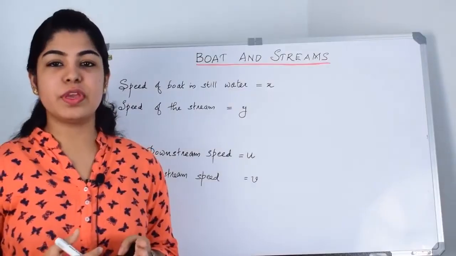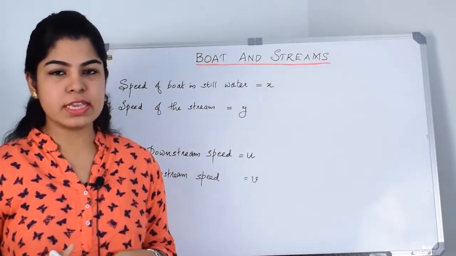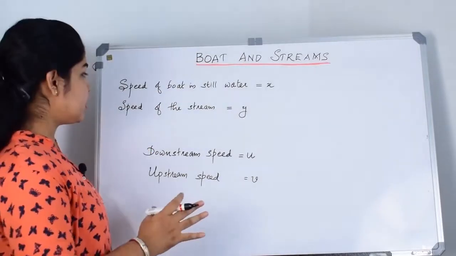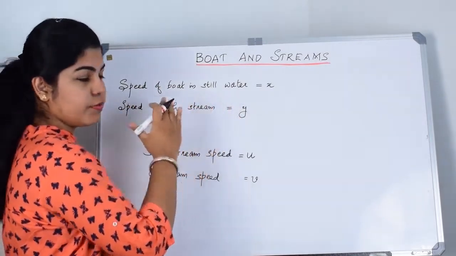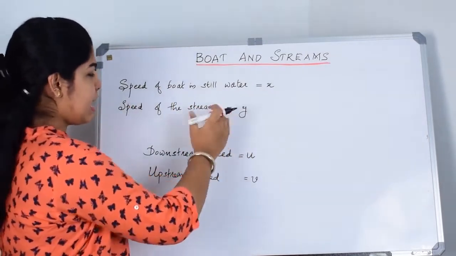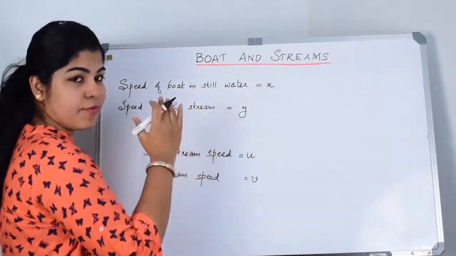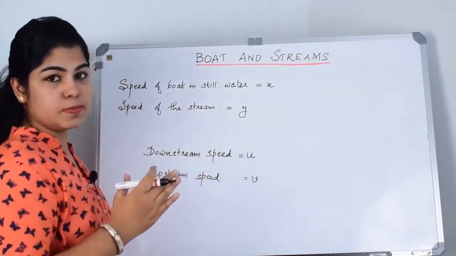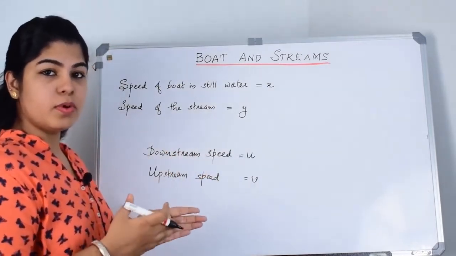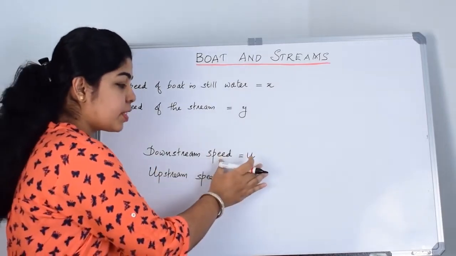Today in this video, we are going to study how to solve some usual difficult boat and stream questions using some shortcut tricks. Here the basic 4 terms are: first one, speed of boat in still water, which we usually represent by X. Then the speed of the stream, which we usually represent by Y. Then the downstream speed, that is the speed of the boat when the boat goes along with the direction of the stream, is represented as U.